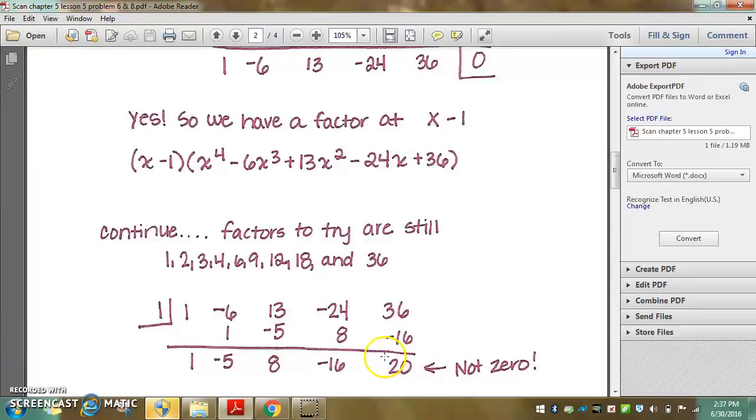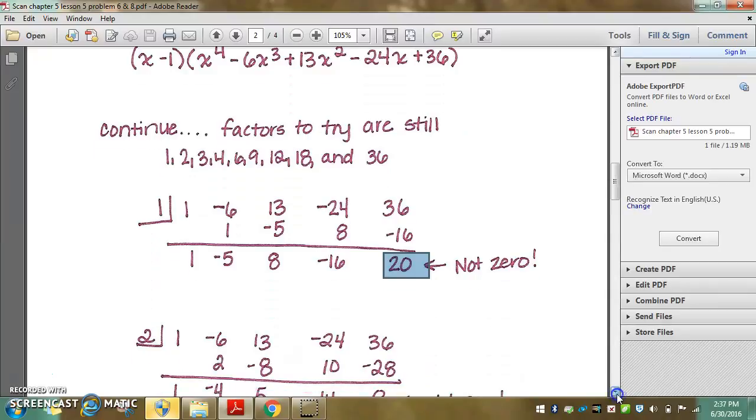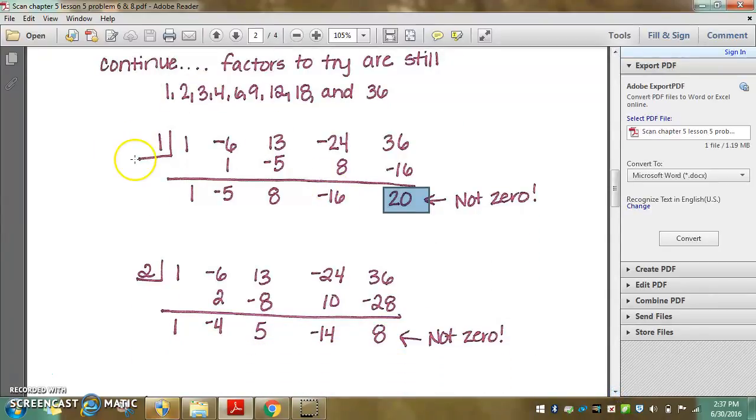So if you notice right here, 20 is not 0. Because that's not 0, we're going to continue to check. So 1 does not work. Let's check 2, still using those coefficients here. Now this time we're going to check with 2. So bring that 2 down. 2 times 1, 2. Add negative 4. Negative 4 times 2, negative 8. Add, we get 5. 2 times 5, 10. Add, negative 14. 2 times negative 14, negative 28. Still, again, not a 0, so we're going to continue to check.